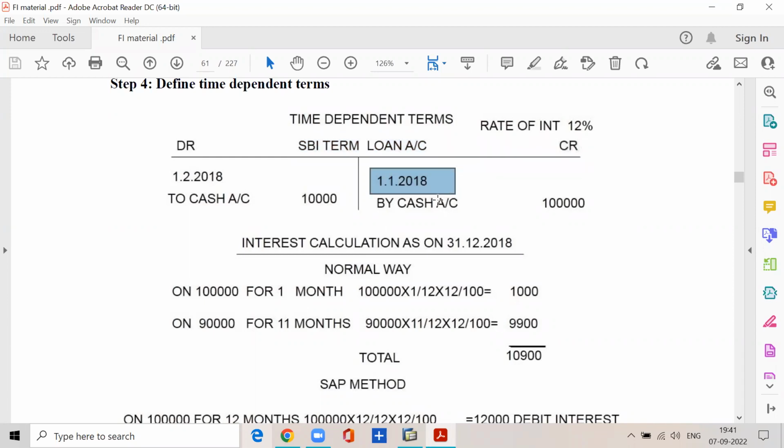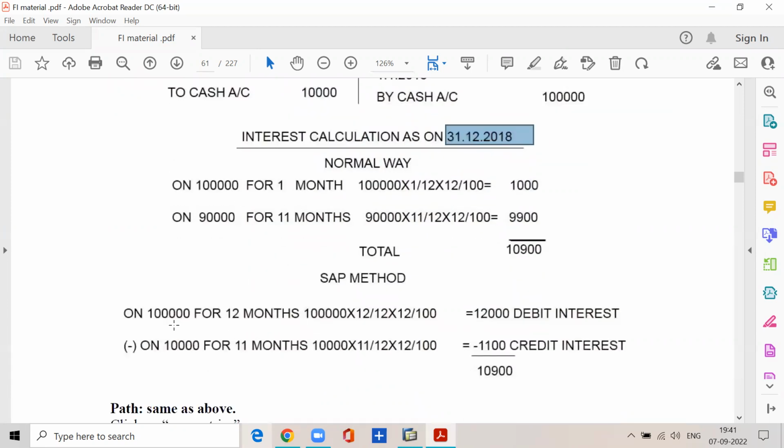So from 1/1/2018 till 31st December 2018, we have used 1 lakh from the bank, right? That means on 1 lakh for 12 months. That is 1 lakh into 12 by 12 into 12 by 100, which comes to 12,000. This interest you have to pay. To pay interest means expense, right? Expense means debit. Expenses are debited according to the nominal accounting principle, right? So this 12,000 interest which you have to pay is called debit interest.